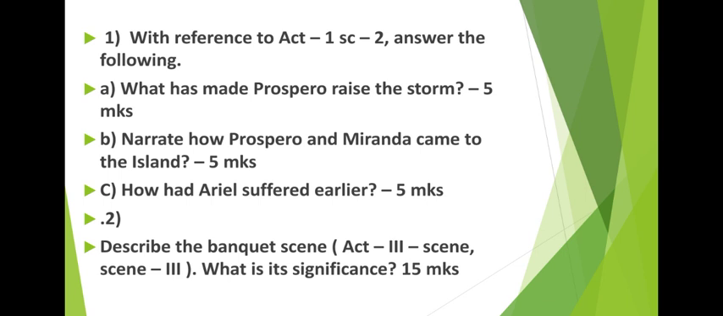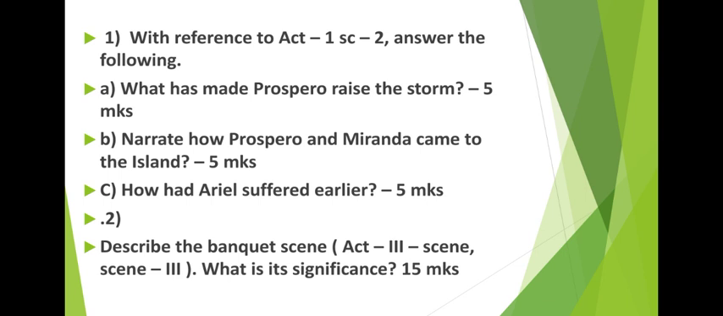First question. What has made Prospero raise the storm? 5 marks. Narrate how Prospero and Miranda came to the island. 5 marks. C. How had Ariel suffered earlier? 5 marks. The next question. Okay, it's a long question. Describe the banquet scene, Act 3, Scene 3. What is its significance? 15 marks.